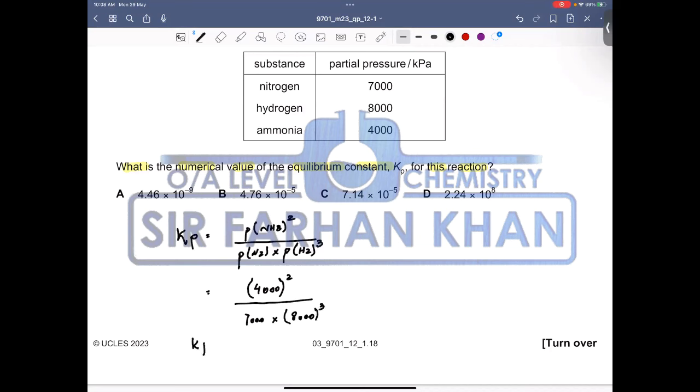So Kp is going to be 4.46 times 10 to the power minus 9. So right answer is going to be A. That's an easy question, guys. You just need to plug in the values and you'll get the answer.